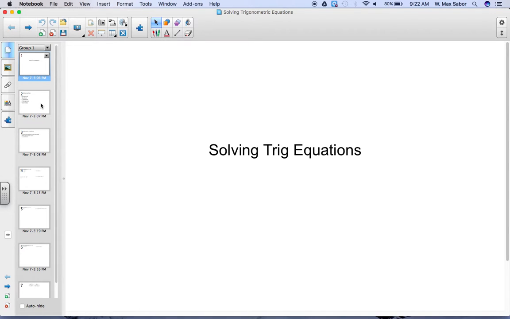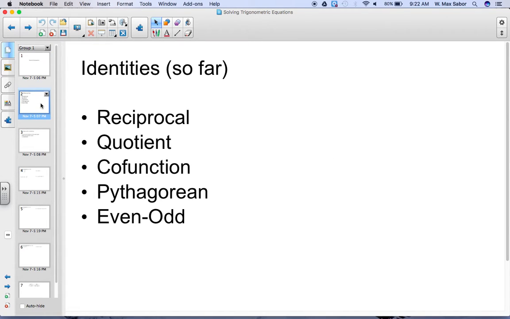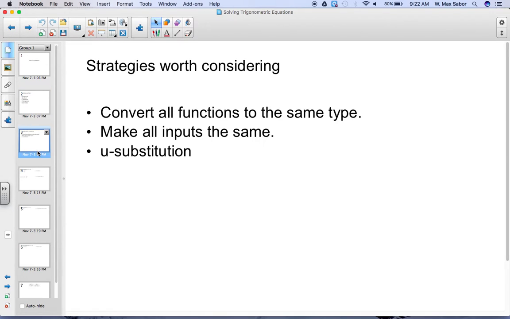When we're solving trig equations, we have 5 main identities that we're going to be using: reciprocal, quotient, cofunction, Pythagorean, and even odd identities. You need to know these forwards and backwards. Some strategies that you should consider: if you have functions of different types, so you'll have a sine function and a cosine function, try to convert them all to be the same type.